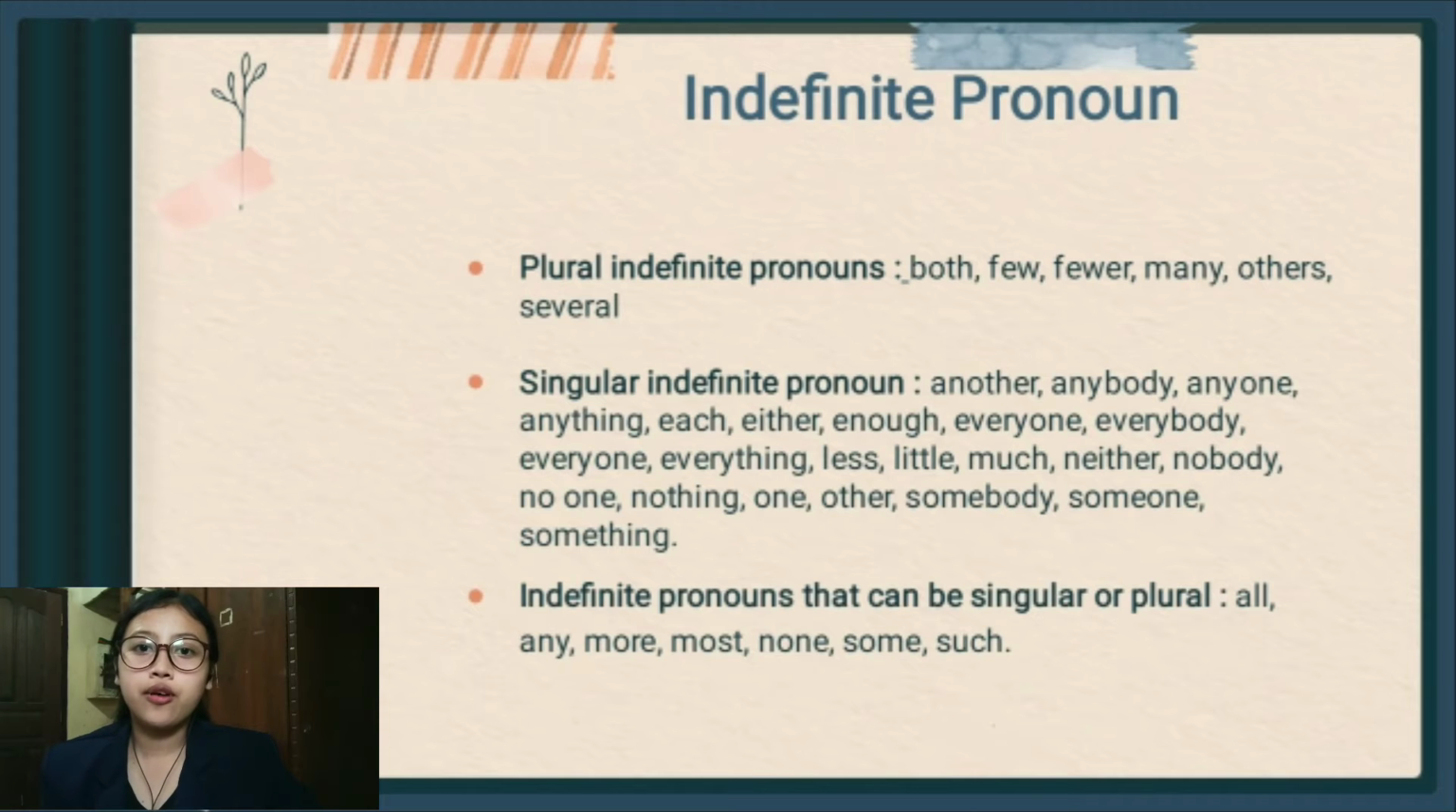There are some types of indefinite pronoun: plural, singular, and both singular and plural. In plural, it will include both, few, fewer, many, others, and several. And in singular, it will include neither, anybody, anyone, anything, and the others as you can see on the slide. Right, for the last one, in plural and singular, it will include all, any, more, most, none, some, and such.